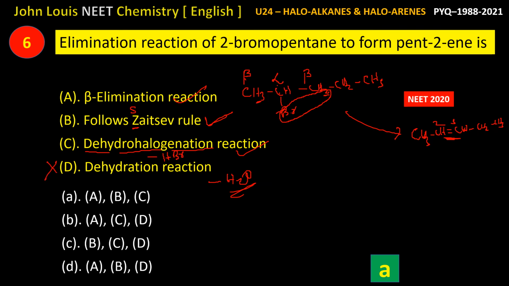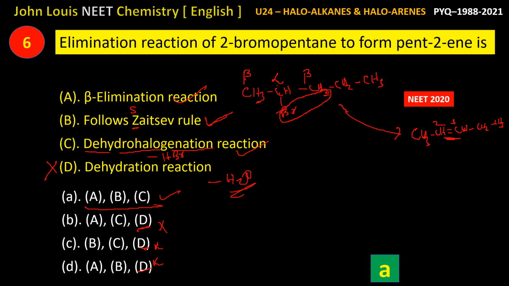So A is correct, B is correct, and C is also correct. Only D is wrong. Therefore we have to choose the option which does not have D. So only A does not have the option D. A, B, C is correct. All the others have D, therefore all of those are wrong. So if you have some mathematical mind, without working through the elimination reaction, we can easily find out the correct answer.